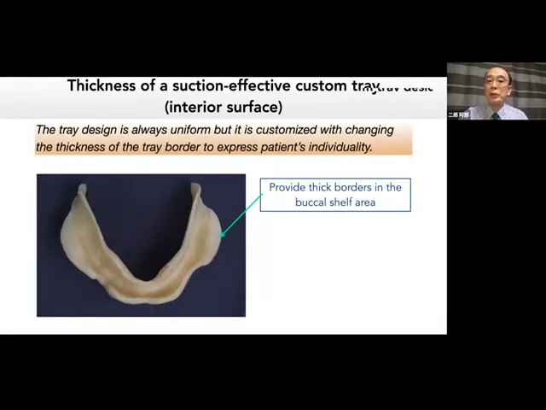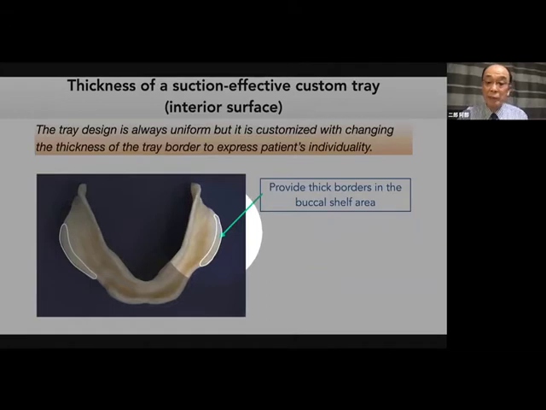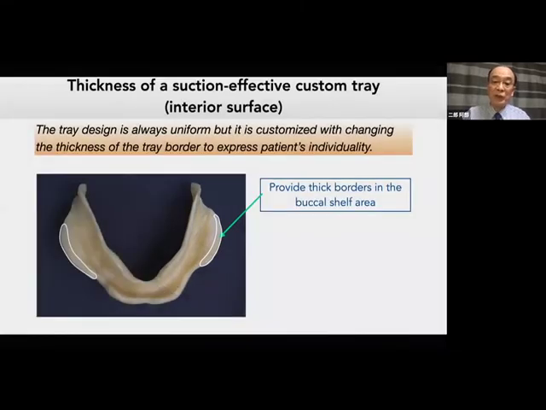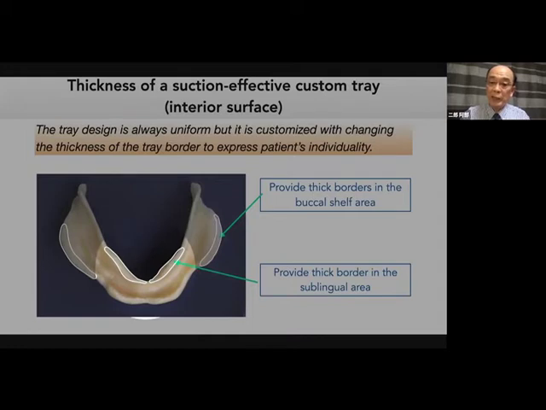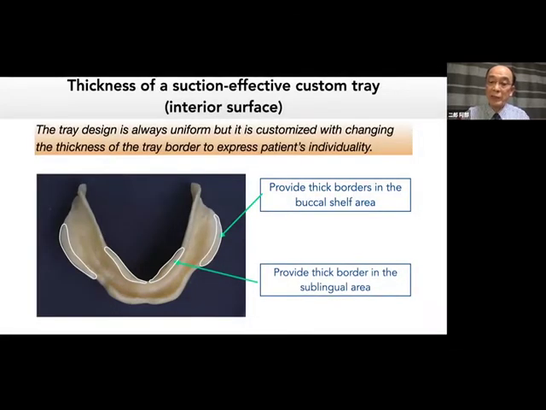And the tray design is always uniform, but it's customized with changing the thickness of the tray border to express patient's individuality. This patient had tiny lower ridge, so lower ridge form. So more thickness should be given to the buccal shelf region to increase the sealing area. And unfortunately, this patient had a lack of sublingual spongy tissue. So more thickness should be given to the sublingual region, so that we will get a sufficient sealing area, and finally, as a result, we will get enough suction.